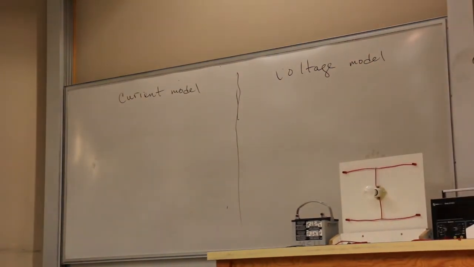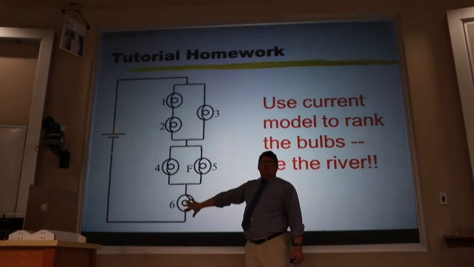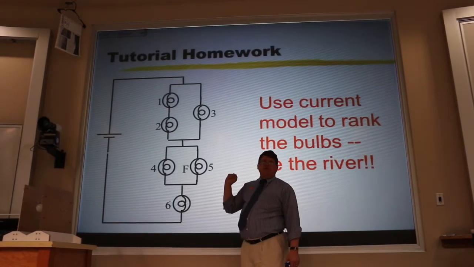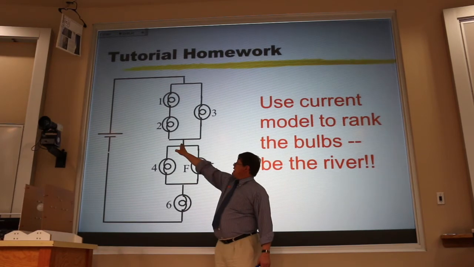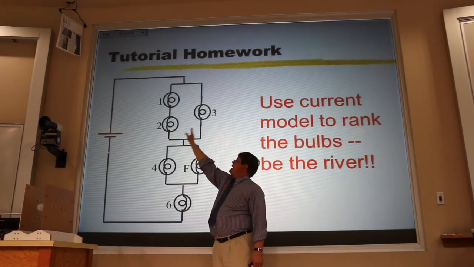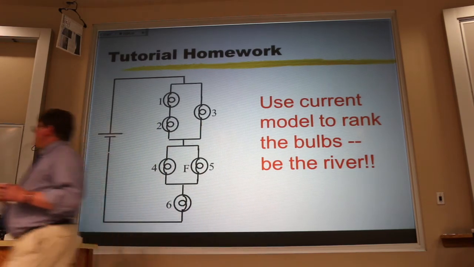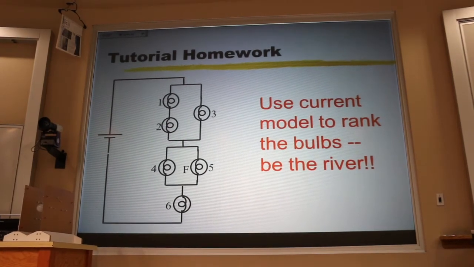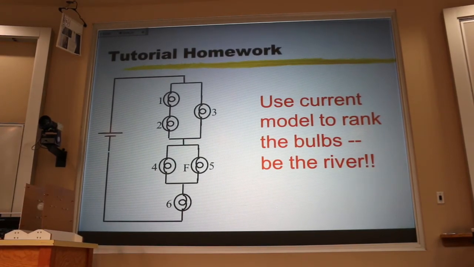If I go around counterclockwise, all of the river goes through 6. It's the brightest bulb. Then the river splits here 50-50. The two paths look identical. Each of these gets half the current through the battery. The river comes back together and splits again. This time not 50-50. I got more than half going the easy way, less than half going the hard way. So my current model would give me 6 is the brightest, then 3, and then 4 equals 5, and then 1 equals 2.